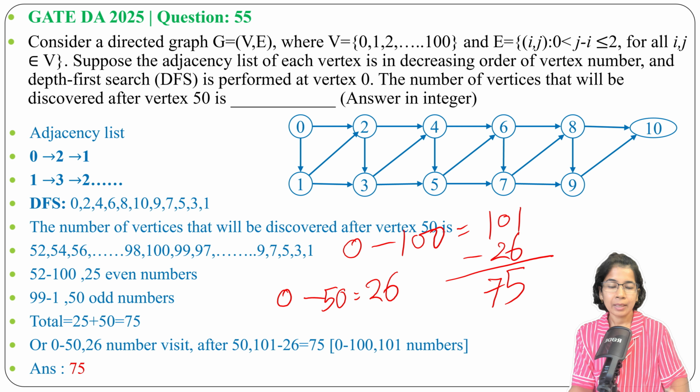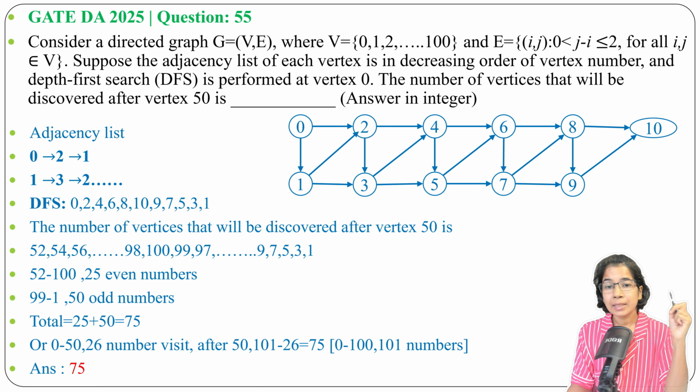0 till 50, 26 numbers it is visiting. After 50 it will visit 101 minus 26. 101 is the total number between 0 and 100. 26 numbers it has already visited before 50. After 50 it will be 101 minus 26, that is 75. This question is easy if you understand the question. If you can analyze the question, easily you can solve this.